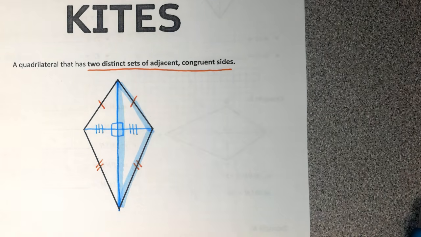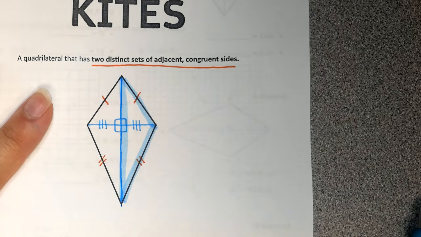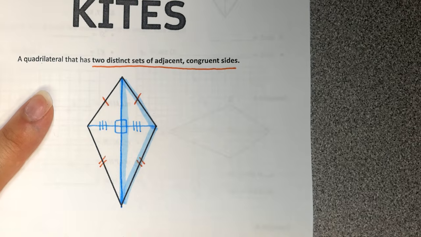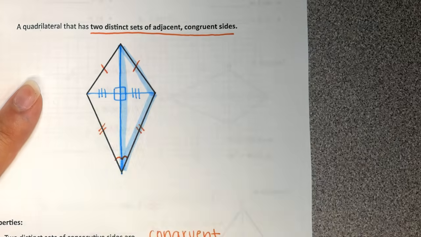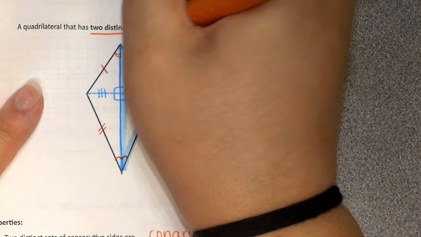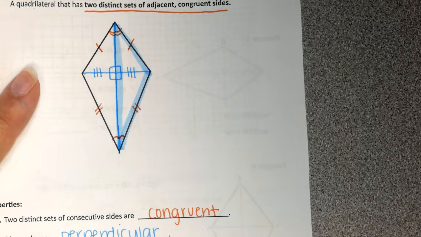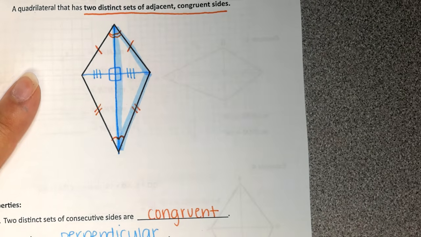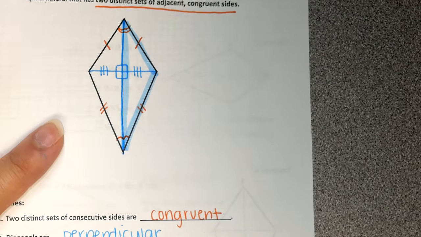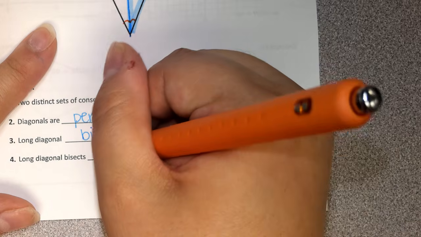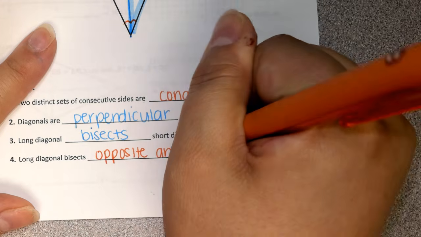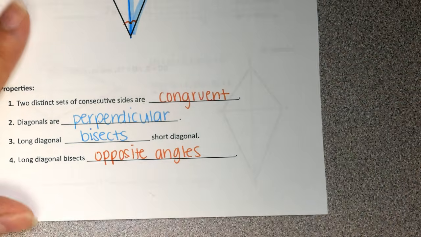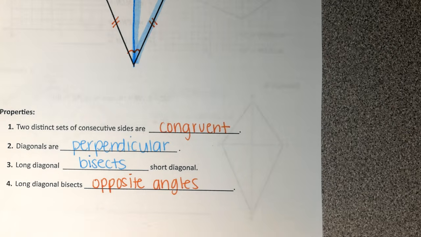All right, last but not least, because they're 2 congruent triangles, what else does the long diagonal do? It bisects the angle. This angle will be the same as that angle. Remember, they're congruent triangles. And this angle will be the same as this angle. Draw your arches. And at the very bottom, the long diagonal bisects opposite angles.